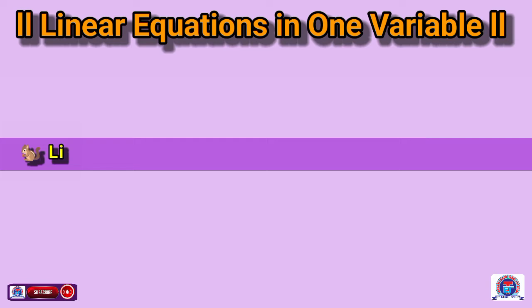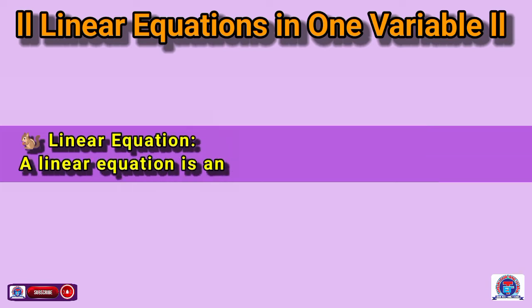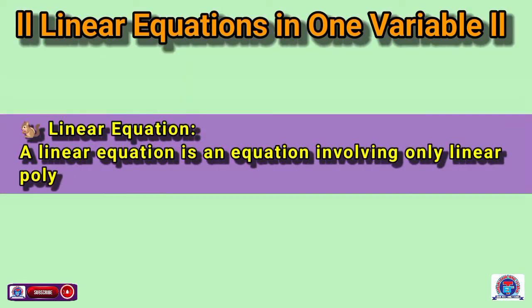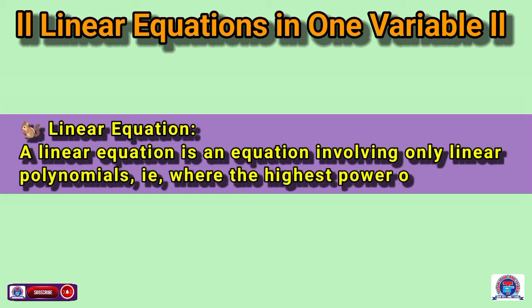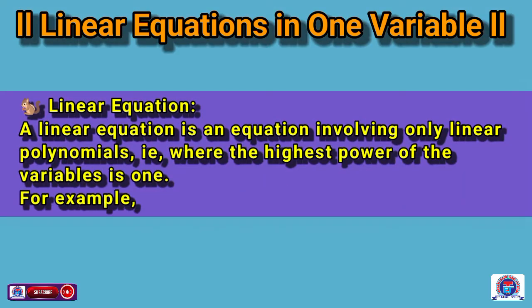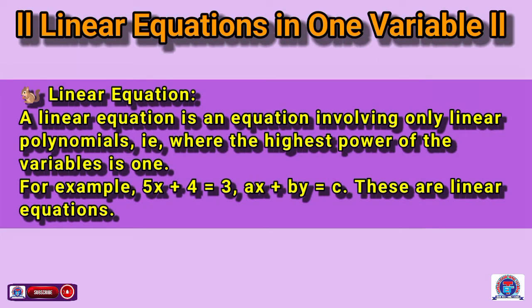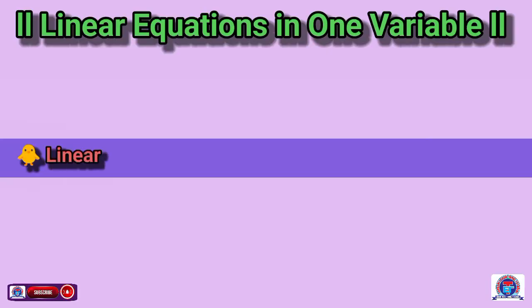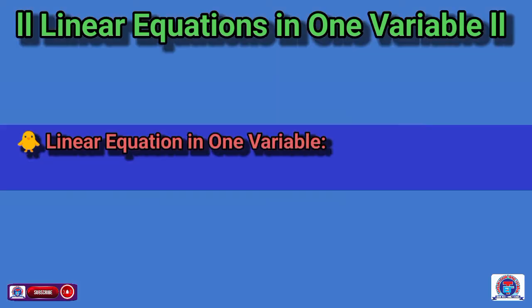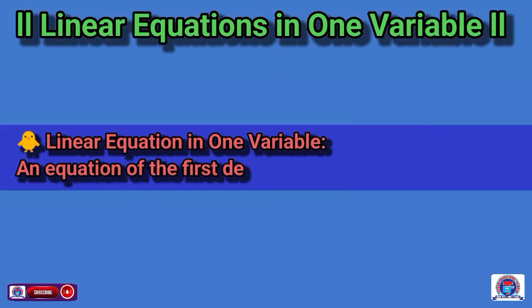A linear equation is an equation involving only linear polynomials where the highest power of the variable is 1. For example, 5x plus 4 is equal to 3, ax plus by is equal to c. These are linear equations. Now we understand the linear equation in one variable.